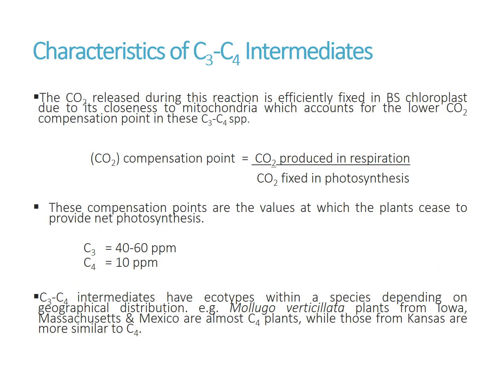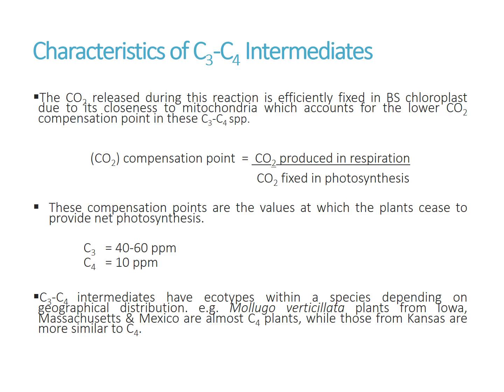The carbon dioxide released during this reaction is efficiently fixed in bundle sheath chloroplasts due to their closeness to mitochondria, which accounts for the lower carbon dioxide compensation points in the C3-C4 species. Carbon dioxide compensation point is equal to carbon dioxide produced in respiration over carbon dioxide fixed in photosynthesis. Above the carbon dioxide compensation point, the rate of photosynthesis is more, and below it, the rate of respiration is more. These compensation points are actually the values at which the plants cease to provide net photosynthesis.